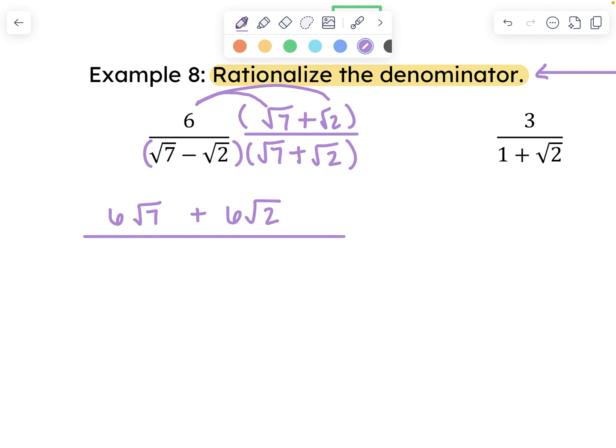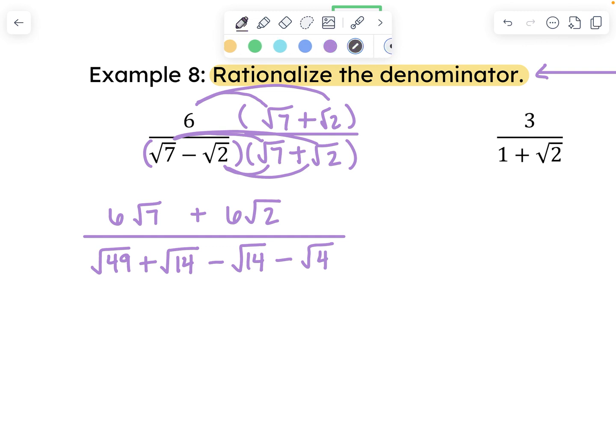On the bottom, I have a parentheses times a parentheses, so I'm going to have to FOIL this out. So first times first, square root of 7 times square root of 7 is going to give me square root of 7 times 7, or 49. Outside times outside, square root of 7 times square root of 2, so the square root of 7 times 2, or 14. Inside times inside is a negative square root of 2 times square root of 7, so minus square root 2 times 7 is 14. And last times last, another minus, so negative square root of 2 times square root of 2, the square root of 4.